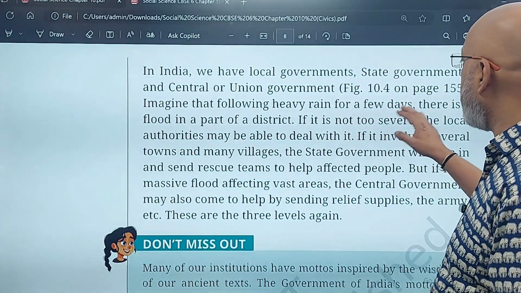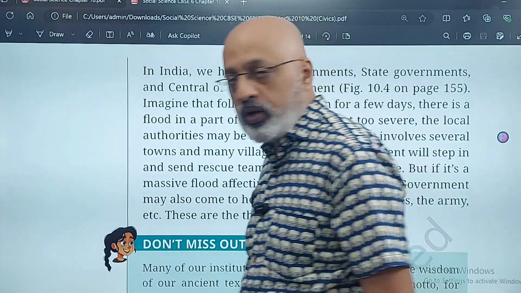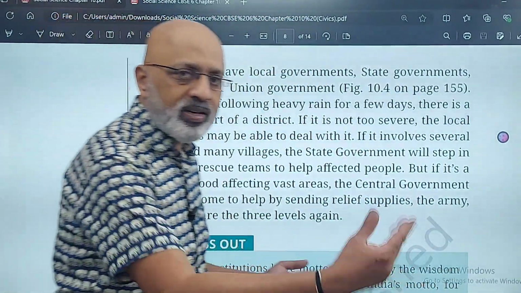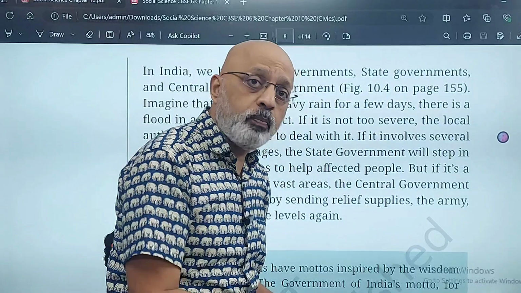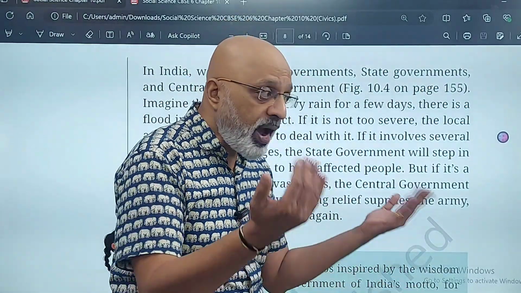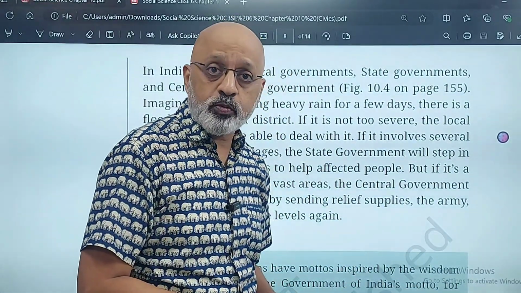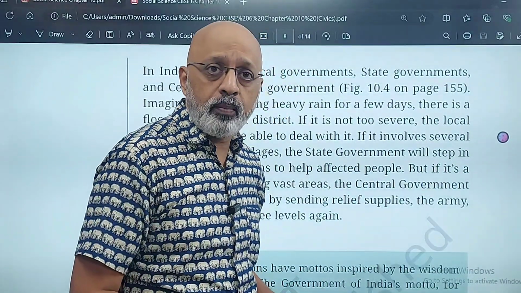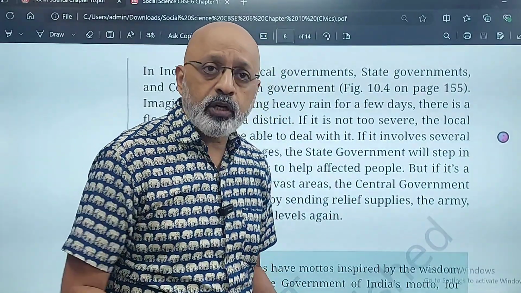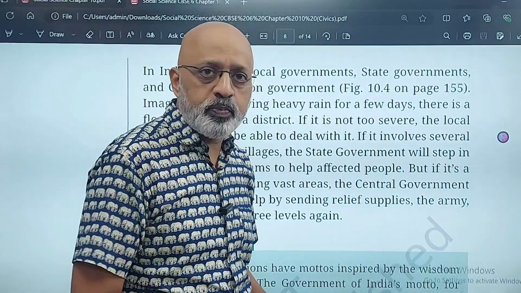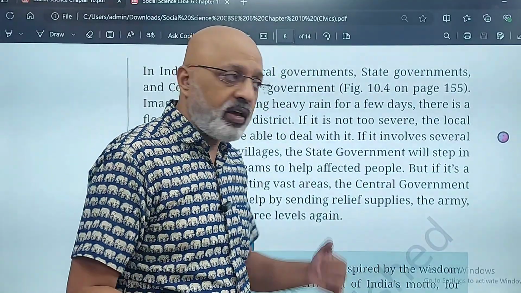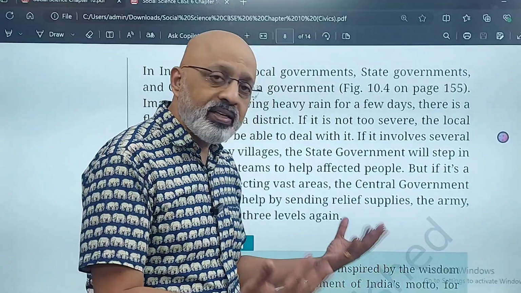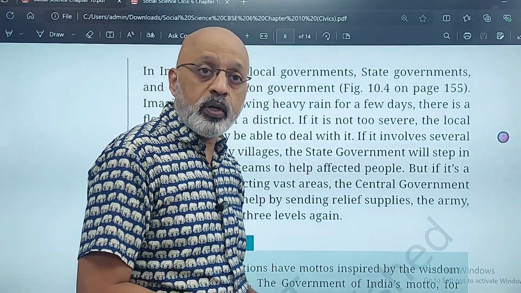Imagine that following heavy rain for a few days, there is a flood in a part of a district. If it is not too severe, the local municipal authority सब ठीक कर देंगे. लेकिन अगर बाढ़ बहुत ज्यादा है, then you may have to call the state disaster response force. कि बाढ़ इतनी आ गई है कि मेरे घर में पूरा पानी बह गया है. My grandparents are not able to move out. They need to go to the hospital. We are in trouble. So somebody save us. You will call up or put it on social media and the state disaster response force will come.